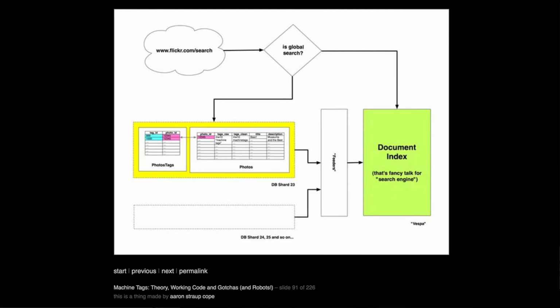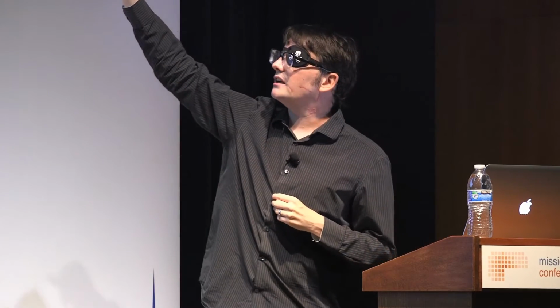So this is a diagram from a presentation given by Aaron Straub-Cope, one of the engineers at Flickr. And he's showing that essentially the way they solved their problem is they had all of these shards with individual user data on, and then they had a document index, a big search engine running on this piece of software called Vespa, which they would copy and denormalize all of that photo information into. So then when you ran a search, if it was a global search, if it was across everyone's data, it would go to Vespa. If it was just against your stuff, they'd run it against the database directly.